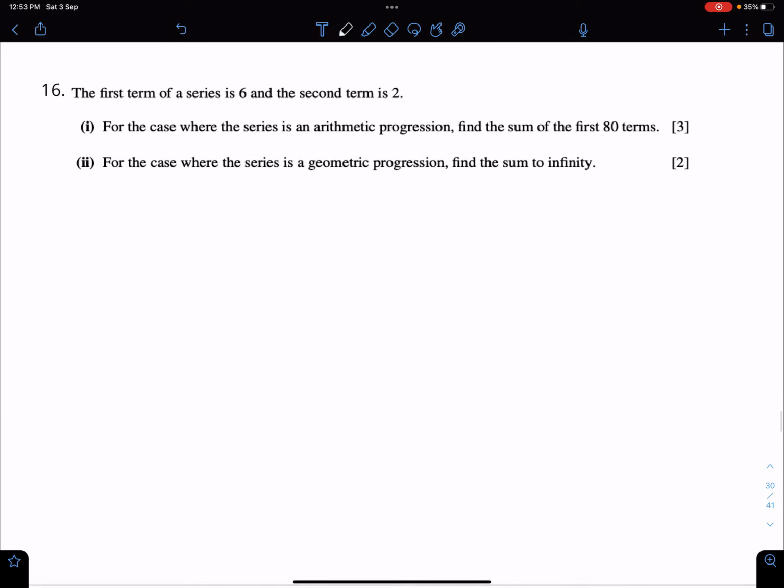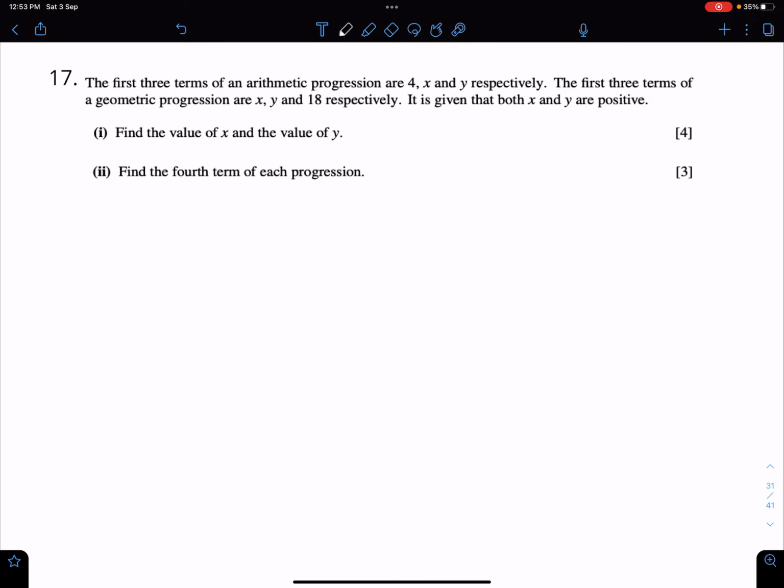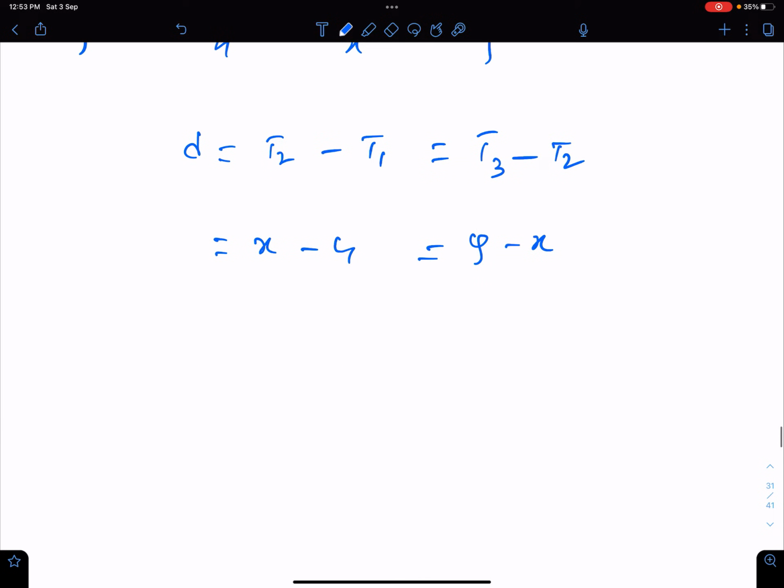Leaving this question because this is a simple question. 17. The first three terms of an AP are 4, x and y. Since we have three consecutive terms, we can use this formula to make the calculations easy. So x minus 4, y minus x. By solving these two, we have 2x is y plus 4. This is equation number 1.